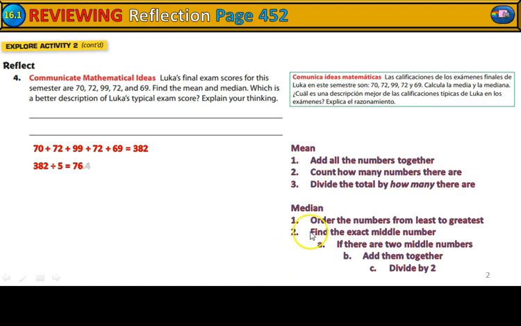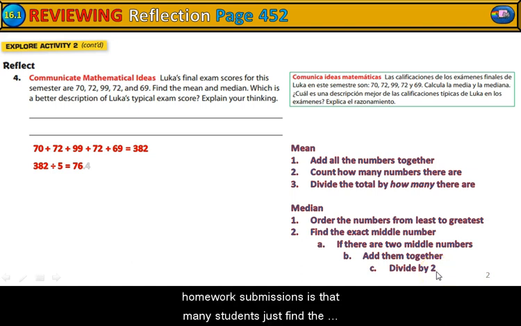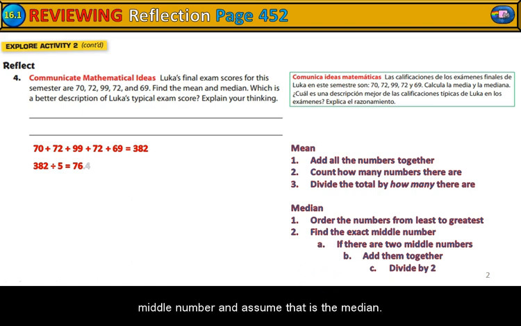Step 1. Order the numbers from least to greatest. And step 2, find the exact middle number. And if there are two middle numbers, add them together and divide by 2. One of the common mistakes that I've seen for all the homework submissions is that many students just find the middle number and assume that is the median.